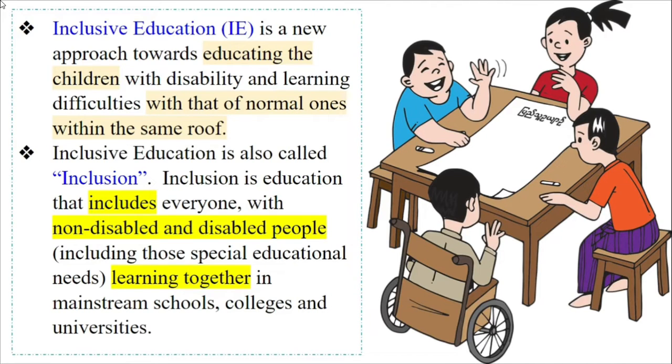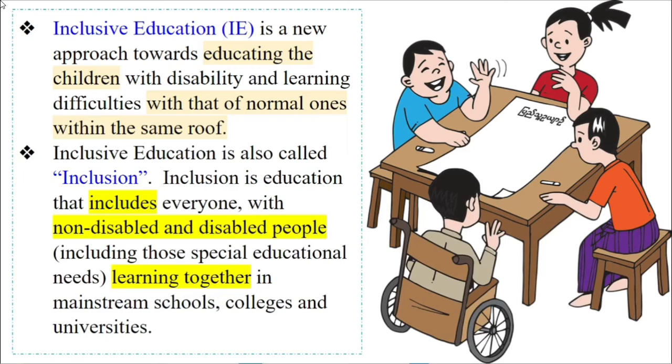I have highlighted the points with the font coloring. Please watch them. Inclusive education, abbreviated as IE, is a new approach towards educating the child with disability and learning difficulties with that of normal ones within the same roof. Inclusive education, also known as inclusion, is education that includes everyone, non-disabled and disabled people. This is learning together in mainstream schools, colleges, institutions and universities.